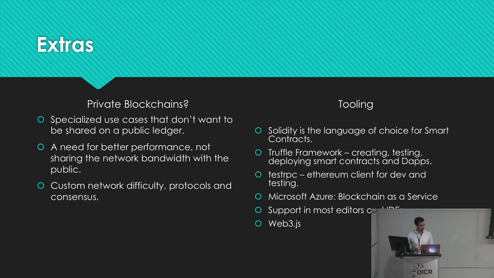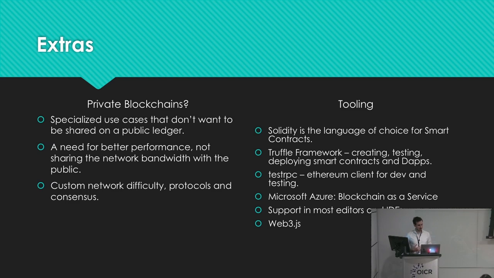Some other quick things I want to mention: the reason private blockchains might exist is you have specialized use cases, particularly banks, where you don't want the information they're exchanging to sit in a public ledger. Also, you don't want to share the bandwidth of the network with the public. Right now, I think the Ethereum network processes 25 transactions per second, which is fairly low if you want to do something like securities trading on it. And by creating your own private blockchain, you can set the network difficulty, how easy it is to create new blocks, that sort of thing.